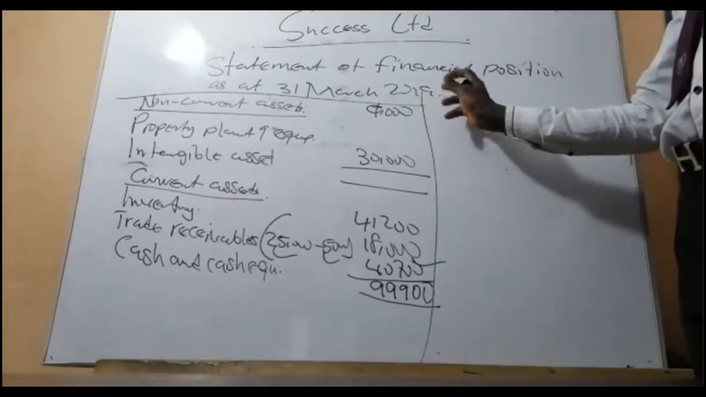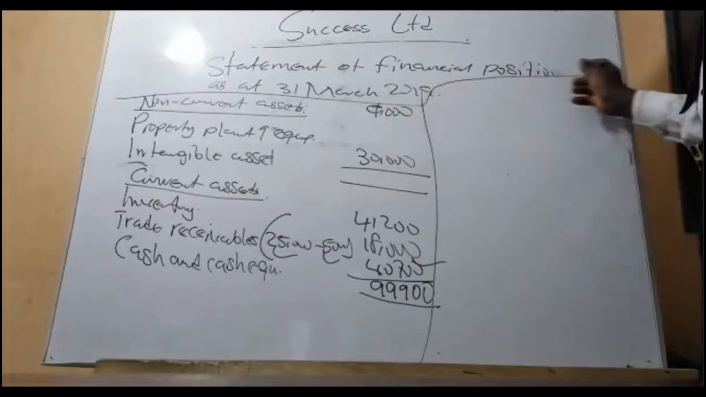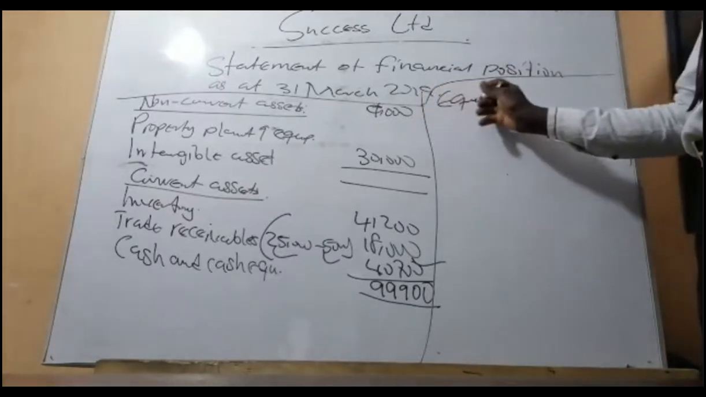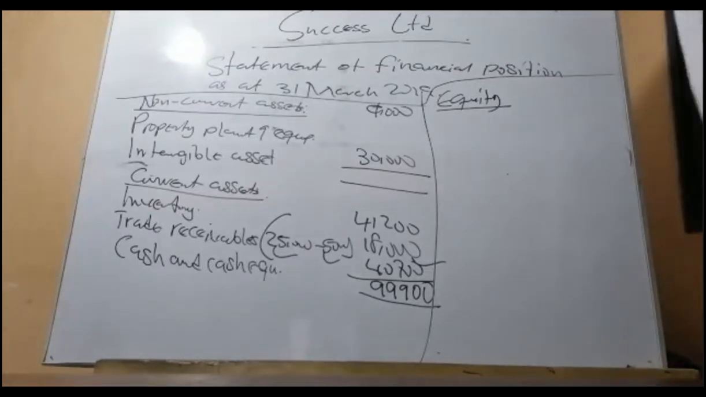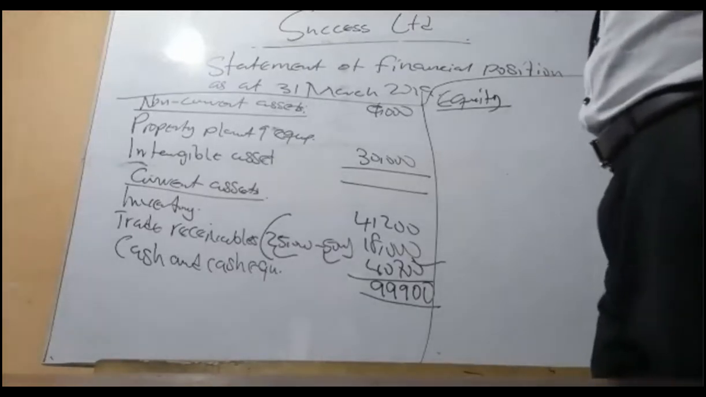So equity. Under the equity, what more do we have to look out for? Ordinary share capital, which is the same as equity shares. The word ordinary share capital is also called equity shares. Good. Then from there, what to look out for?